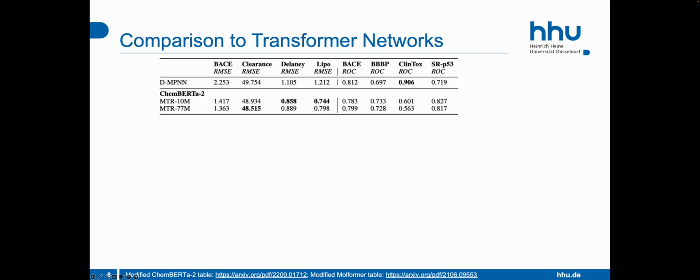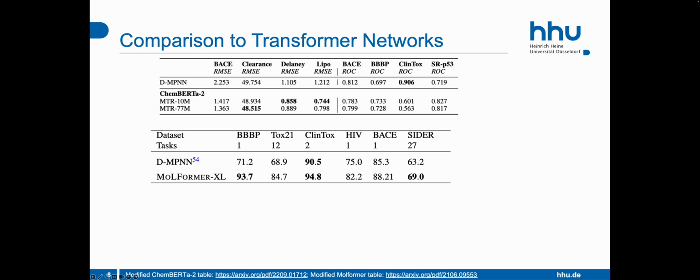Here we can see a comparison between the ChemBERTa-2 model and a DMPNN trained for 8 different prediction tasks. This comparison is from the ChemBERTa-2 publication. You see 4 regression tasks on the left where lower values indicate better model performance, and you can see 4 classification tasks on the right where higher values indicate better model performance. And we can see that it depends on the prediction task which model performs better. However, if we look at the larger MolFormer model, which, as we have discussed, seems to outperform the ChemBERTa-2 model, we see that the transformer network-based model achieves better results on all investigated prediction tasks.